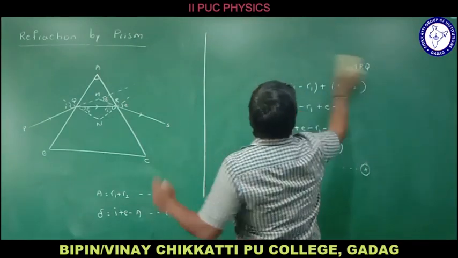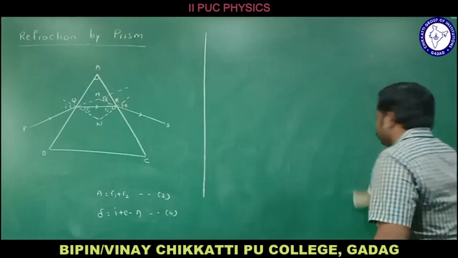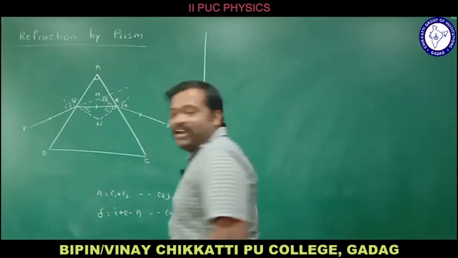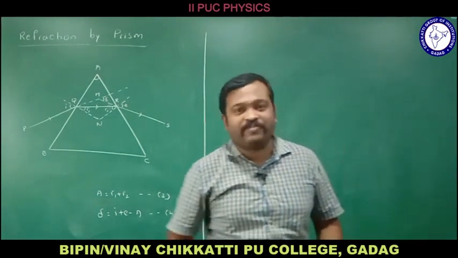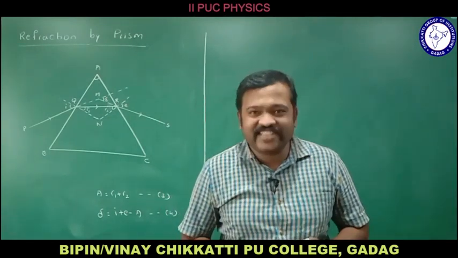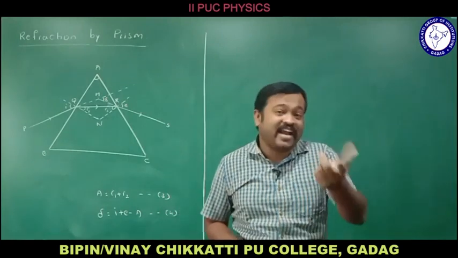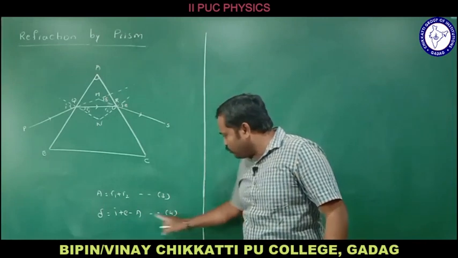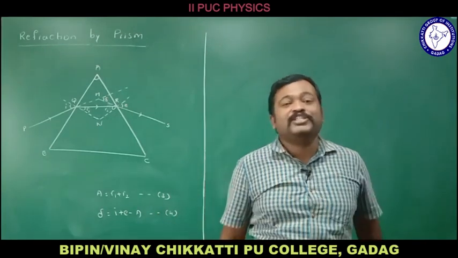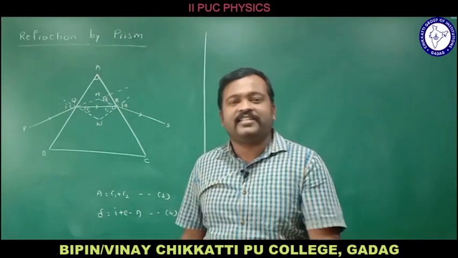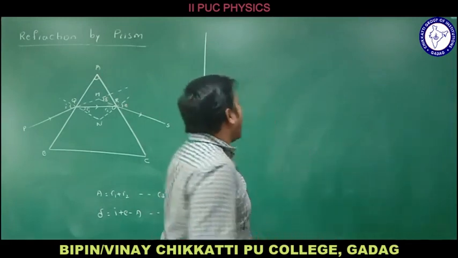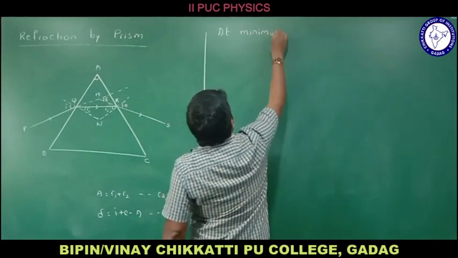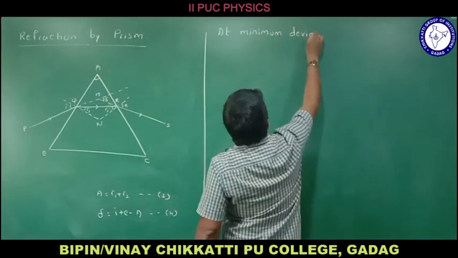We got 4 equations. Now let me go ahead. Actually we are deriving refractive index of a material of prism. So what is the formula for refractive index? Refractive index n is equal to sin I divided by sin R. In equation 3 we have R, in equation 4 we have I. So I will be using these 2 equations now. Now let us consider a special case, that is at minimum deviation.